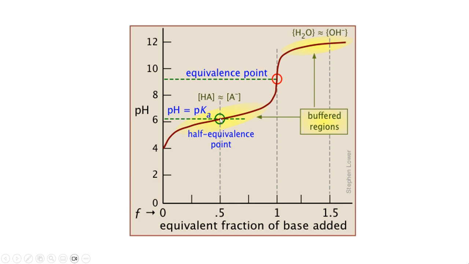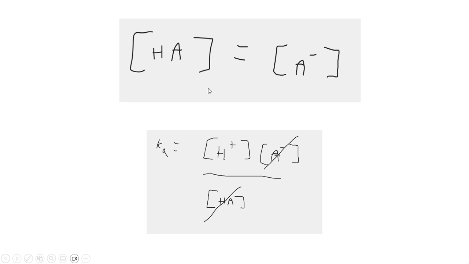And then this here is halfway between the start and the equivalence point. This is called the half equivalence point or half neutralization point. That point there is basically the point where half of the acid has been neutralized by the base, and half of the acid is still remaining, yeah. And what's important at this point is that if you want to find the pH here, you just need to do pKa. So I'll explain why.